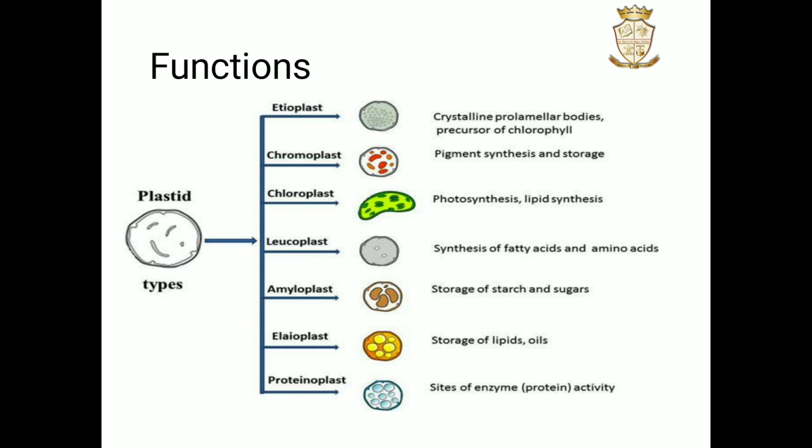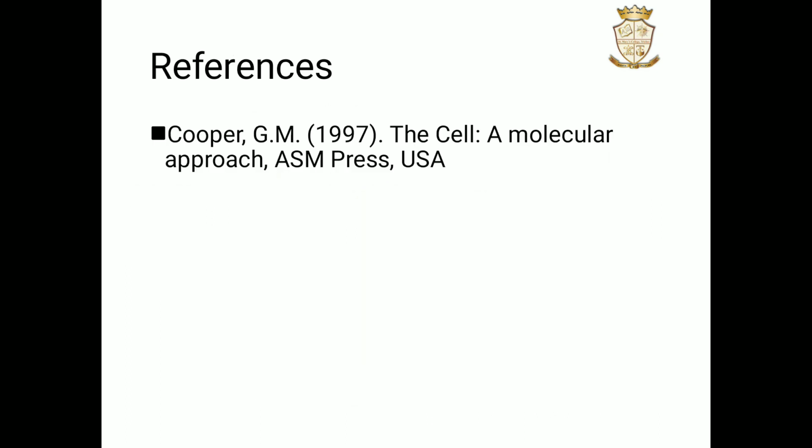And the chromoplast is for pigment synthesis, as the name indicates, chromos. And the chloroplast is for photosynthesis, and leuco for fatty acids, amylo for starch and sugars, and the elaioplast for lipids and oils. Finally, the proteinoplast for the sites of enzyme activity. So they got their names based on their functions. So these are the basic structure and functions of mitochondria and plastids.